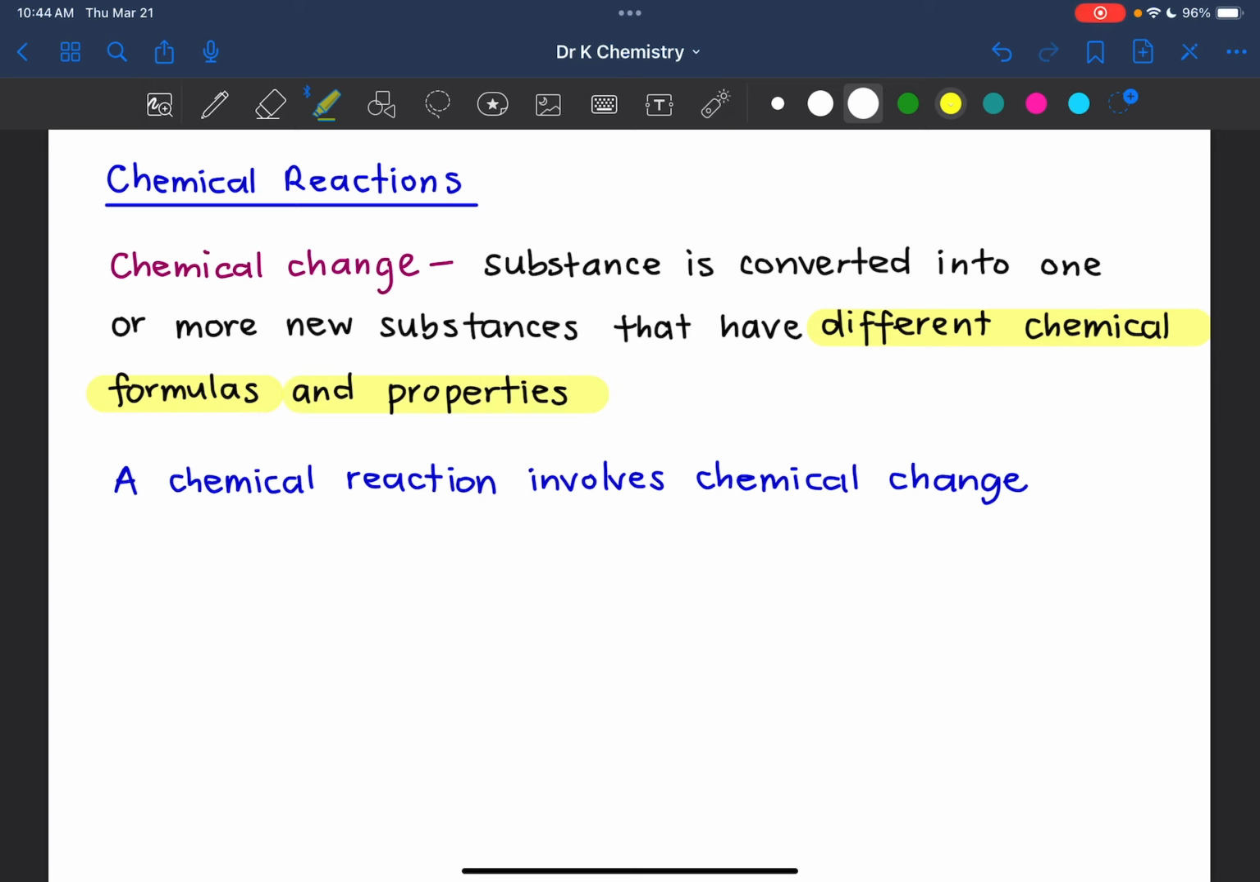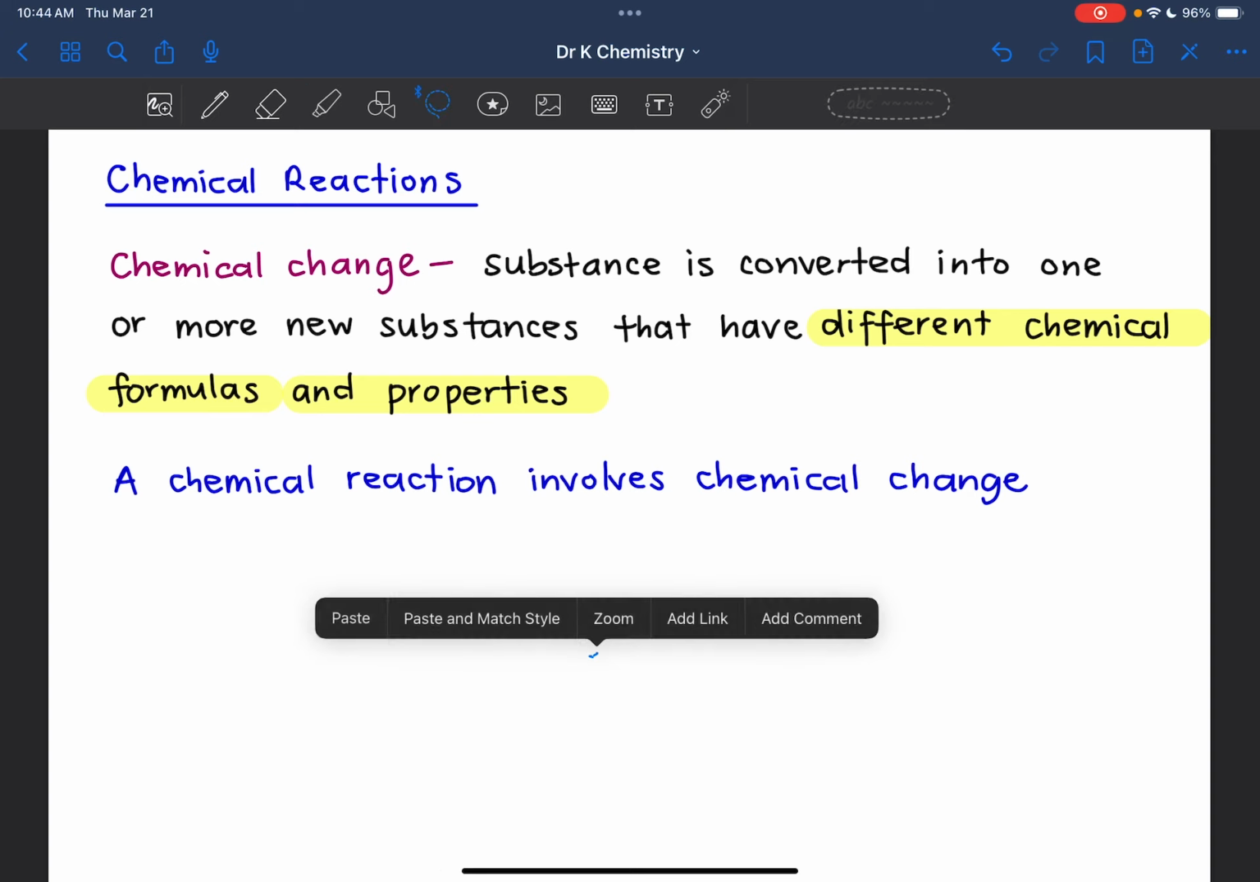So anytime there is a chemical change, we are changing the chemical formula of a compound. And anytime we change the chemical formula, we are completely changing the identity of the compound. So we're going to start off with a chemical and produce something different throughout the course of the reaction. And any chemical reaction involves chemical change.